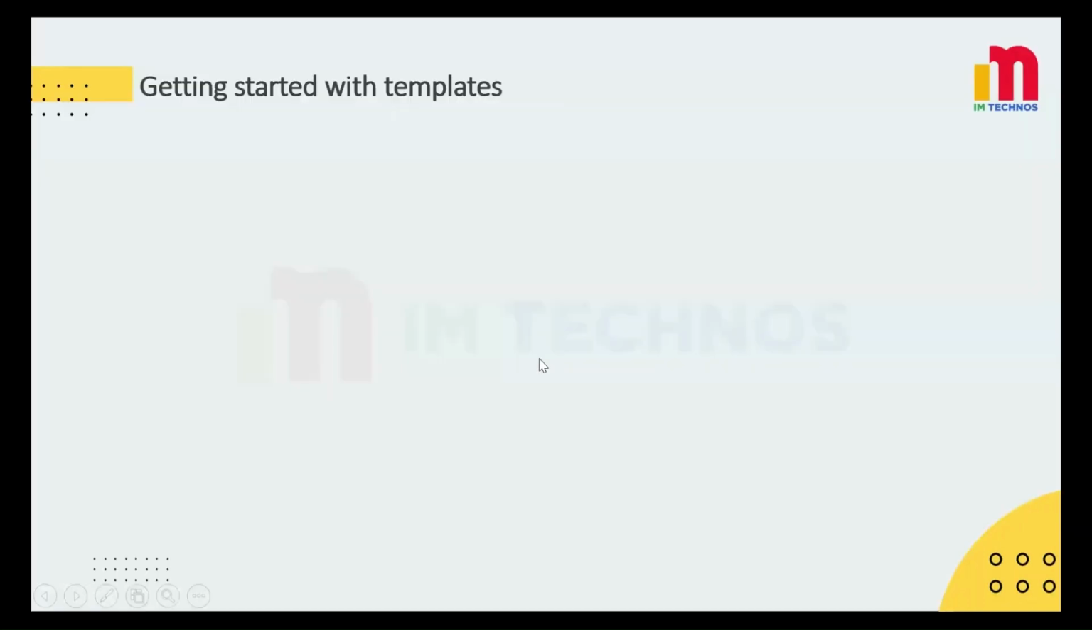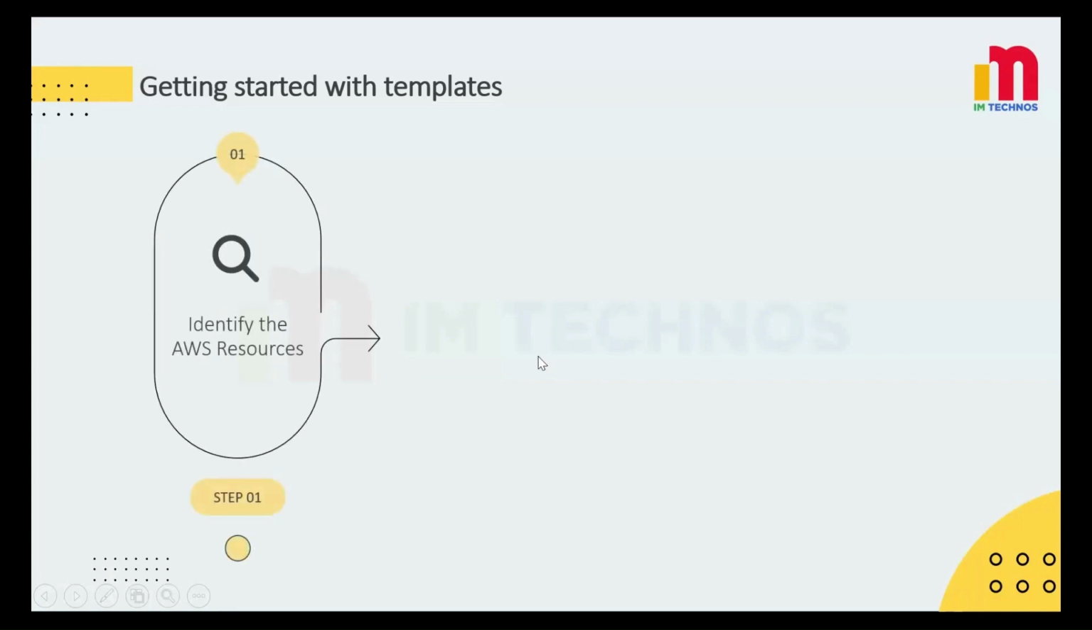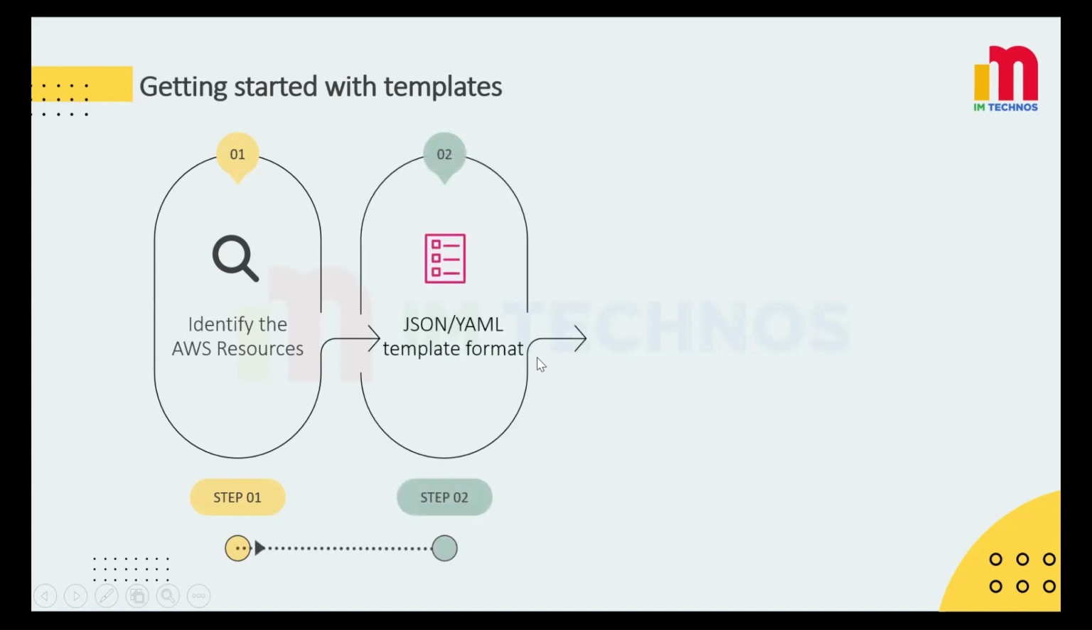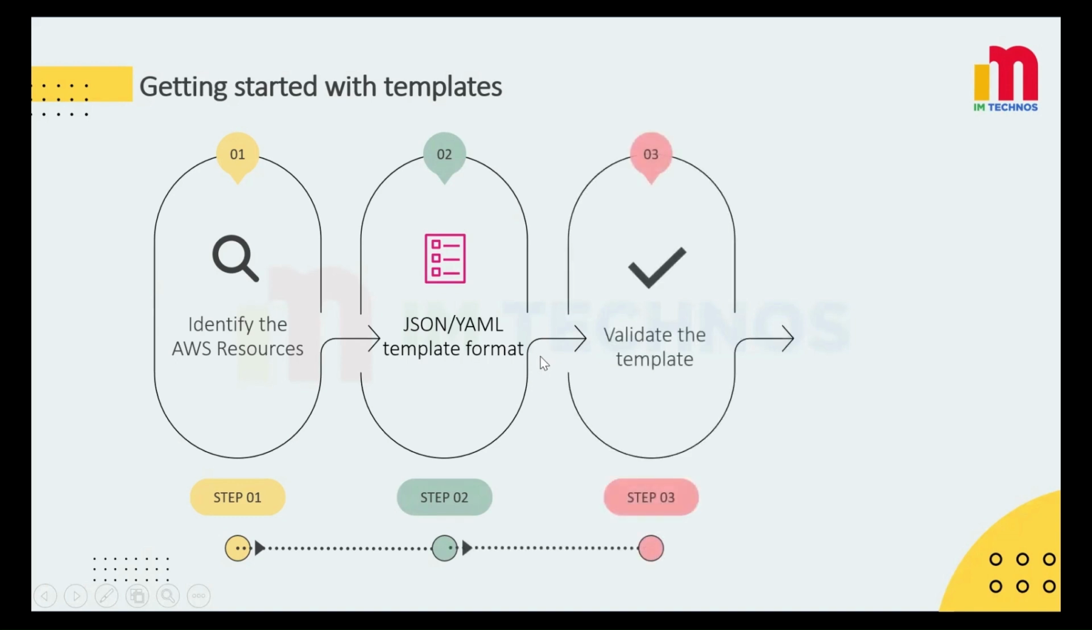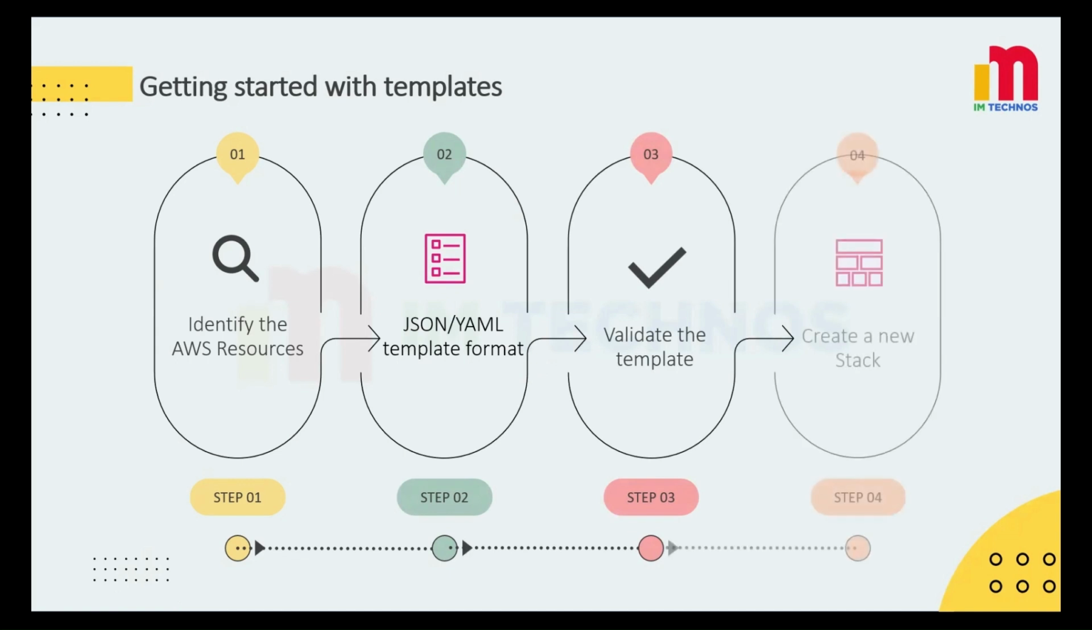Now let's go through the steps to create a CloudFormation template. First, identify the AWS resources you want to include in your stack. This could include the EC2 instances, VPCs, security groups, and more, depending on your requirements. Next, write the CloudFormation template in either JSON or YAML format. Once completed, save the file with an appropriate extension such as .json, .yaml, or .txt. After writing the template, it's important to validate it to ensure there are no errors. Finally, once your template is validated, use it to create a stack.